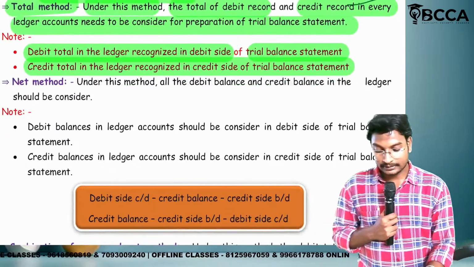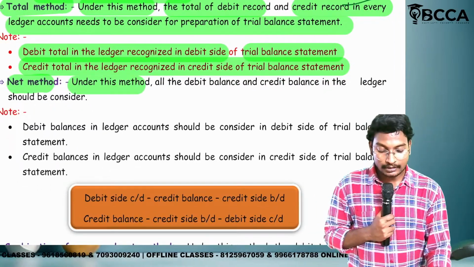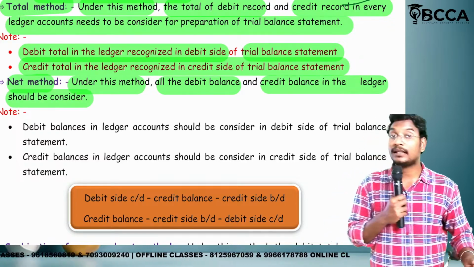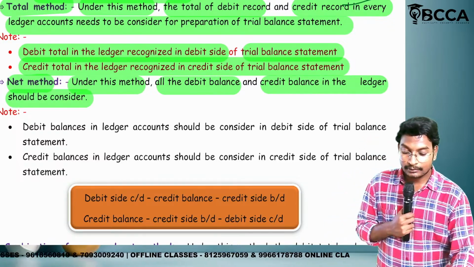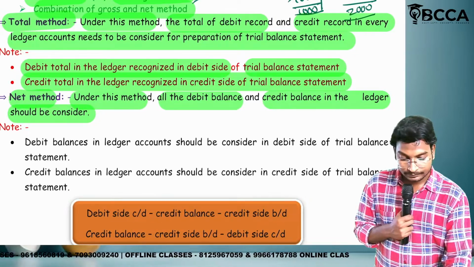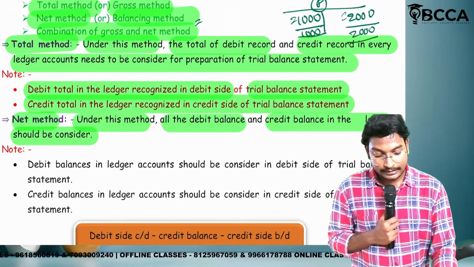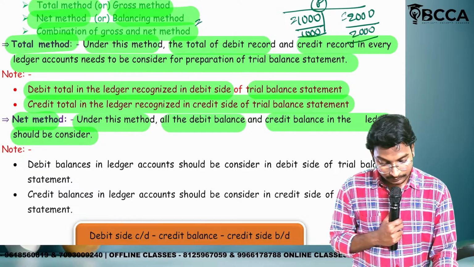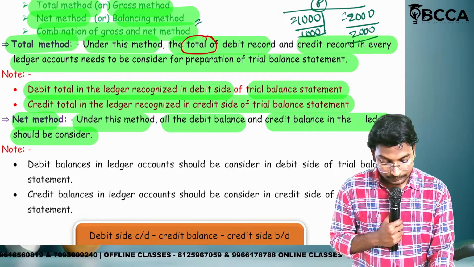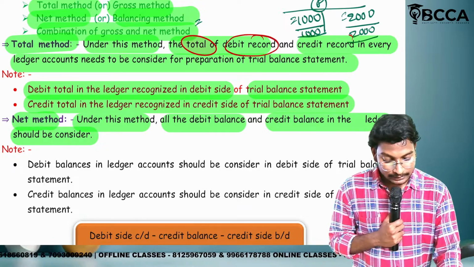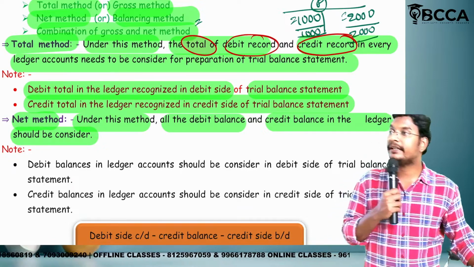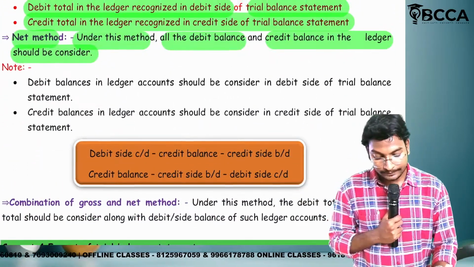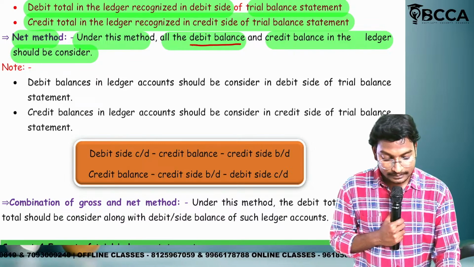Next, what does net method mean? Under this method, all the debit balances and credit balances in the ledger should be considered. Balances, not totals. Here the word used is balances. In the total method, the word is totals, the total of debit record and credit record, meaning debit side and credit side. But here the word used is balances: debit balance, credit balance.